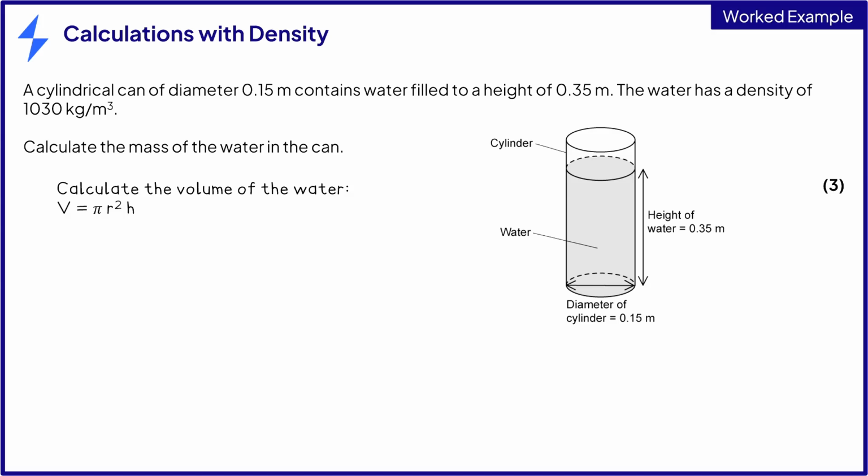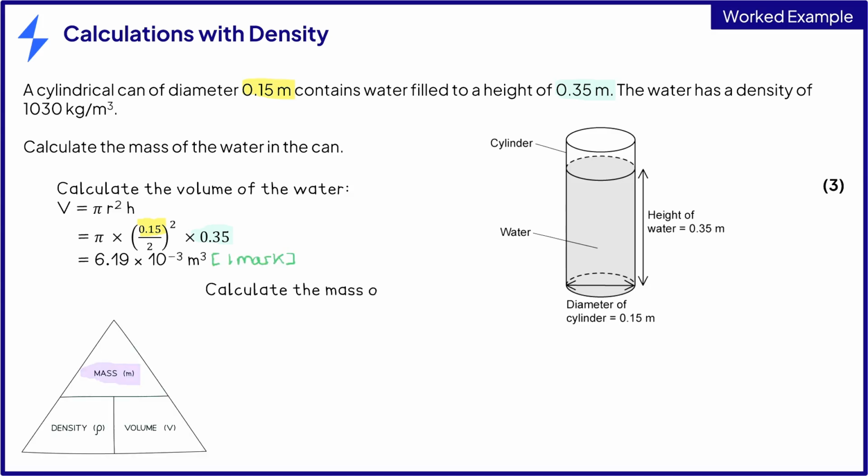The water is contained in a cylinder, where the volume equals pi times the radius squared times the height. This equals pi times the diameter, which is 0.15 divided by 2 all squared, times the height of the water, 0.35. This gives 6.19 times 10 to the power of minus 3 meters cubed, for 1 mark.